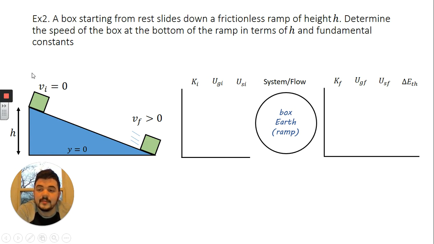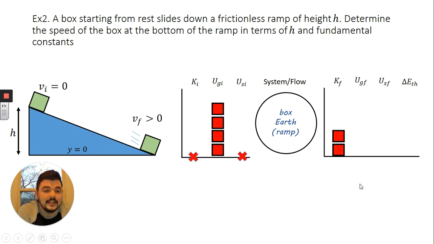In the initial snapshot up here, it's not moving, so there's no kinetic energy. It is at a height h, so there is gravitational potential energy, and there's no spring involved. In the final scenario, it is moving, so at least some of our blocks will be kinetic energy. It's at the reference height y equals 0, so there's no gravitational potential energy, there's no spring, and because of the lack of friction, no energy was transferred into the thermal energy account. Now looking at this, I should have the same number of blocks in each, so I say, oops, I missed a few final kinetic energy blocks, I'll add them in now.